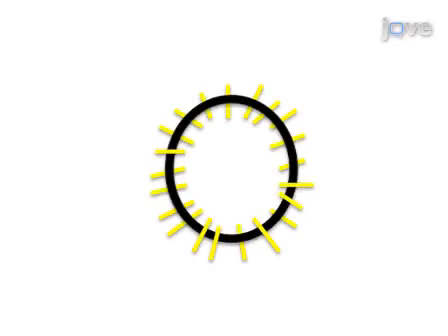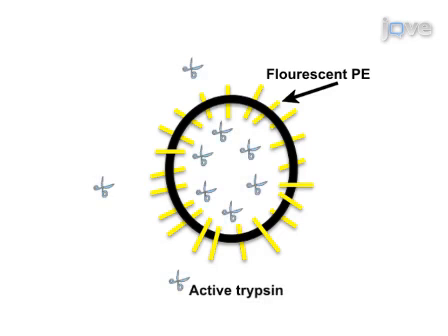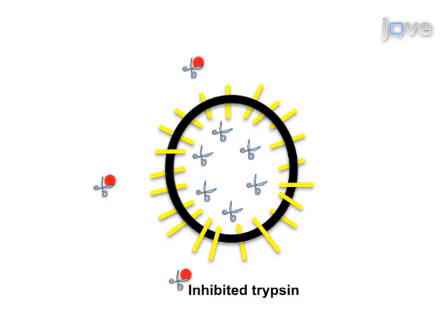To quantify peptide translocation across vesicle membranes, fluorescently labeled lipid vesicles are generated with encapsulated trypsin. A trypsin inhibitor is added to inhibit the activity of any exogenous trypsin, leaving active trypsin in the vesicle lumen only.